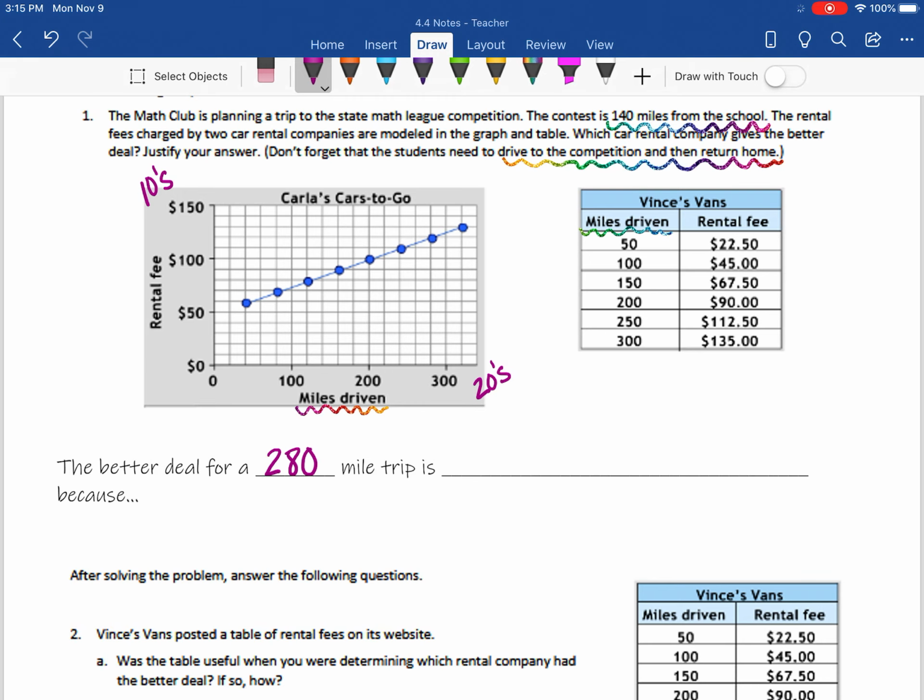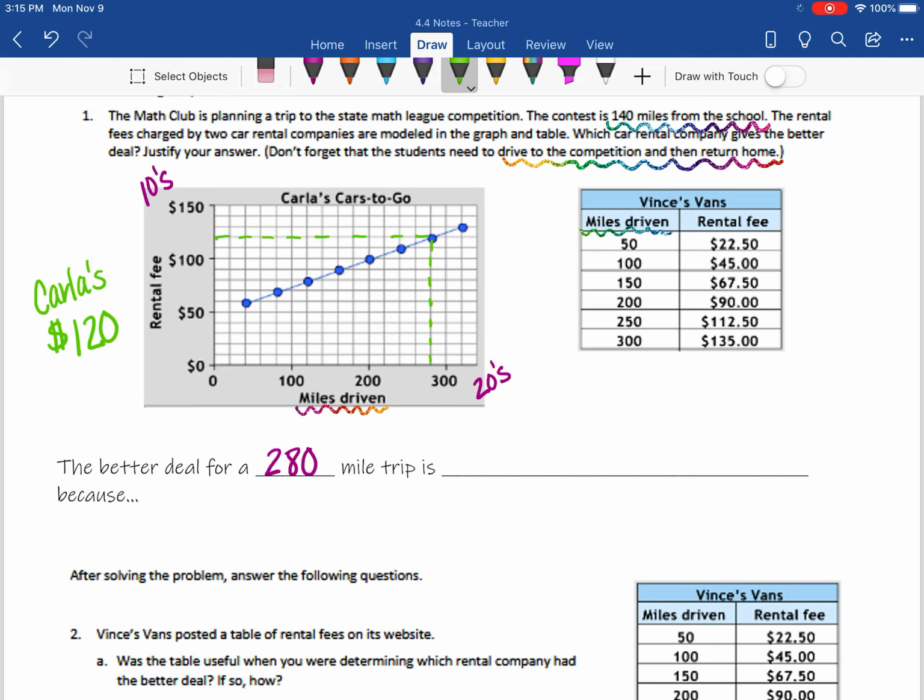So if I'm looking at Carla's Cars to Go for a 280 mile trip, I'm going to go to 20, 40, 60, 80. I go to 280 and I'm going to trace it up to my point. And then I'm going to take that point and trace it over to my y-axis to get that total cost. Okay, so it looks like that total cost is going to be $120. So Carla's is going to cost $120, and that was kind of nice because it was right on the grid line. So Carla's we've got.